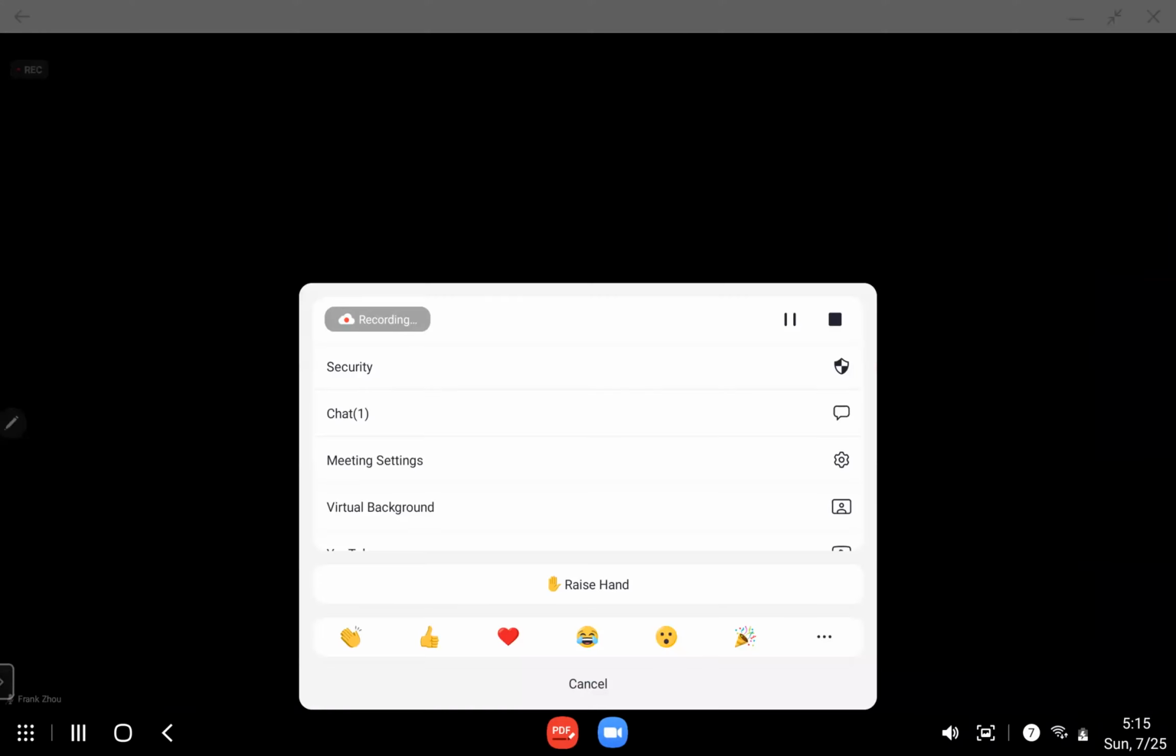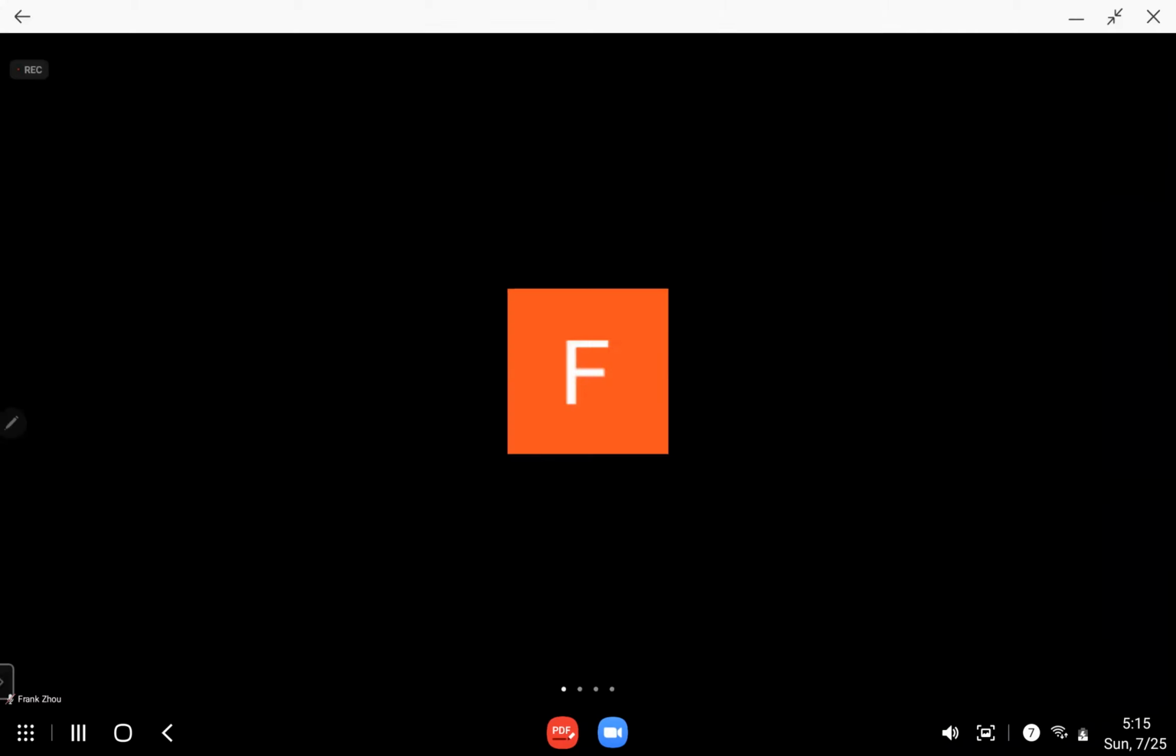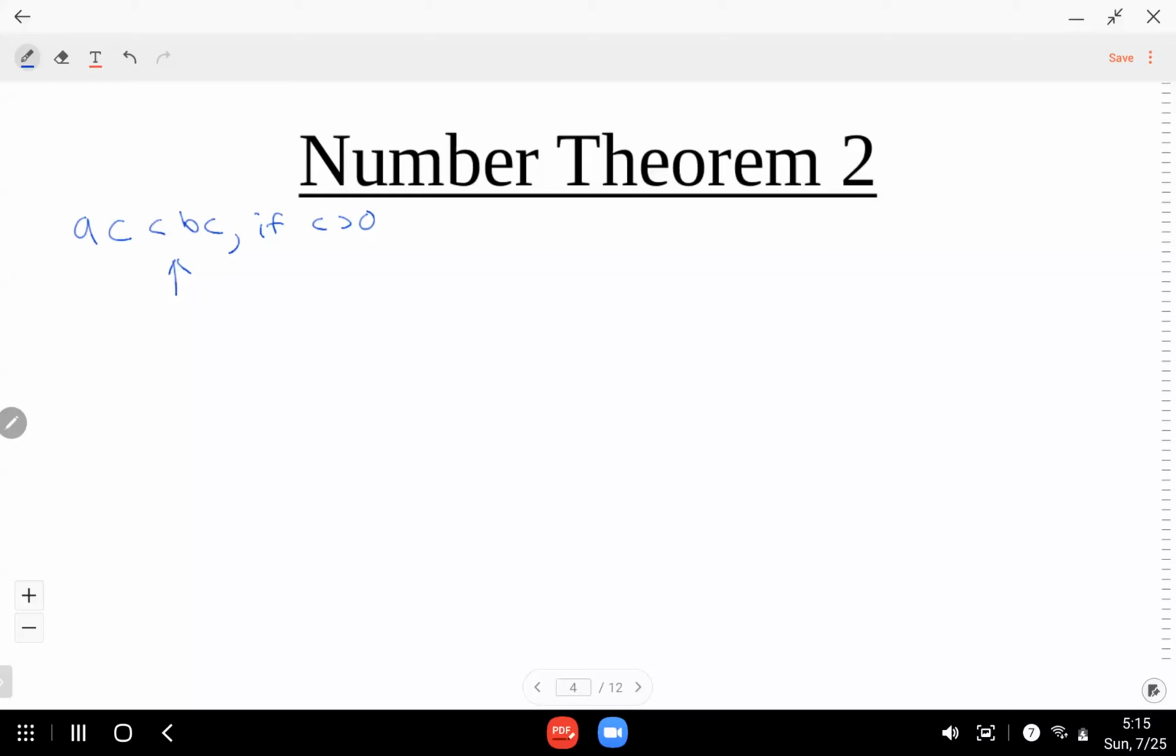Okay, so what does AC is less than BC imply? Yes, BC minus AC is positive. That is what it also means. So BC minus AC is positive, and let's factor this. All right, let's factor this. So the next step in our proving this, how are we going to do this?